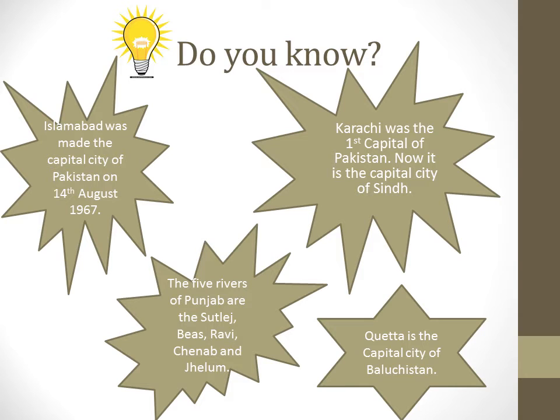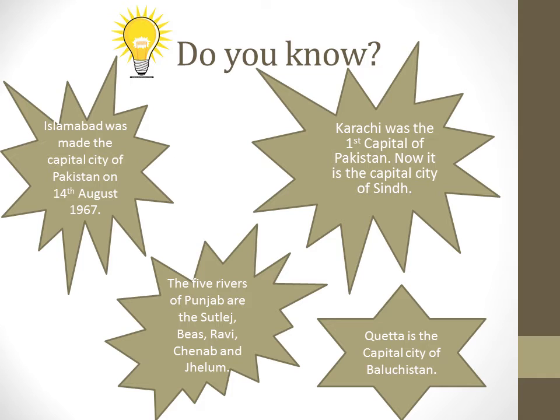Okay, now there is a small activity. Do you know that Islamabad was made the capital city of Pakistan on 14th August 1967? The capital city of Pakistan is Islamabad, but it was made capital city on which date? On 14th August 1967. And Karachi was the first capital of Pakistan. Before Islamabad, Karachi was the first capital of Pakistan. And now Karachi is the capital of our Sindh province.